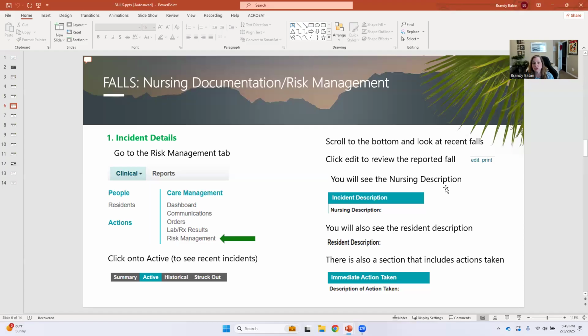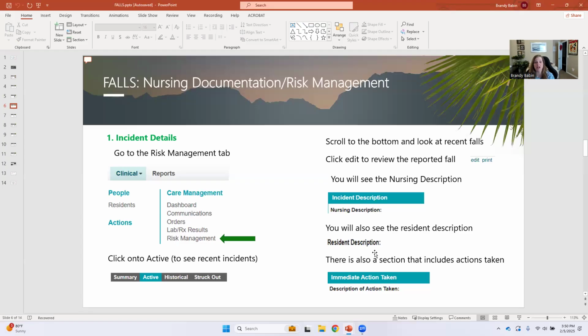And so you'll see the nursing description, and it'll write what the nurse said happened or what was reported happened. You'll also see a resident description right underneath that. It might be blank. There's a little box that's checked that the patient doesn't remember or is unable to communicate how they fell. But if they did tell you how they fell, it would be here in this box, and nursing would already have documented that.